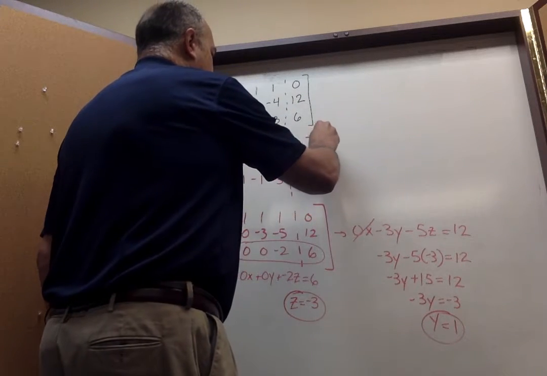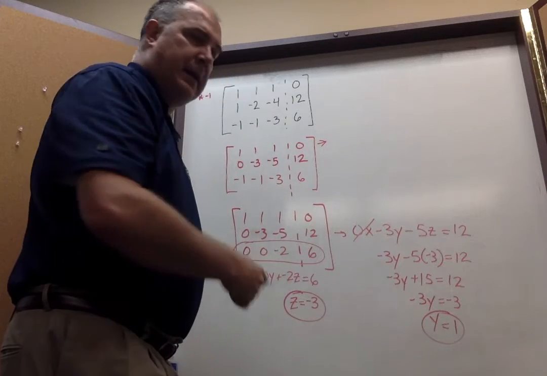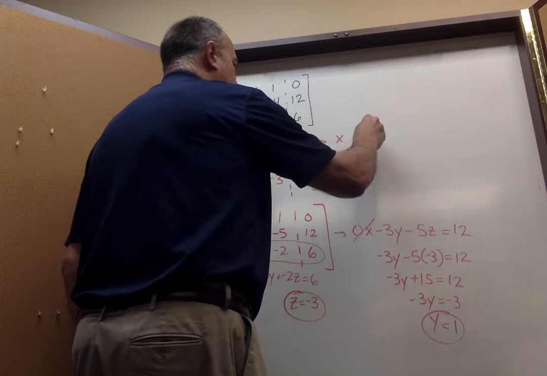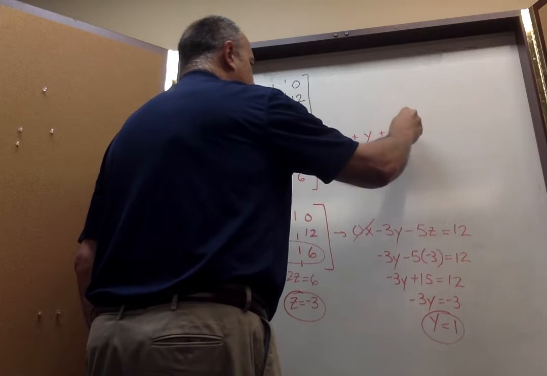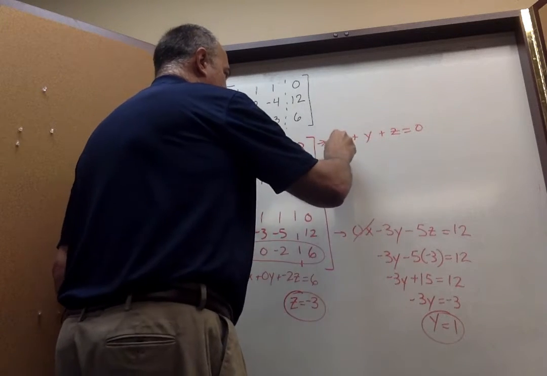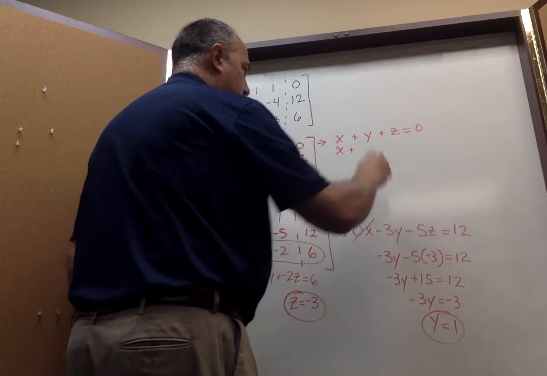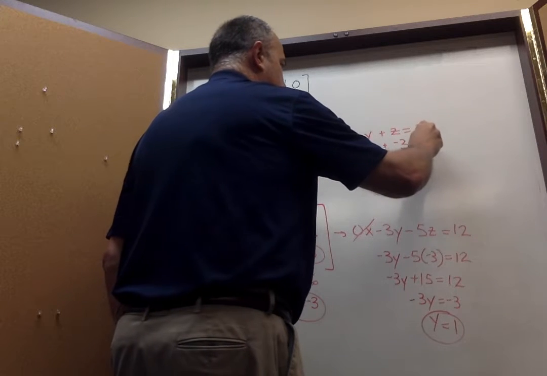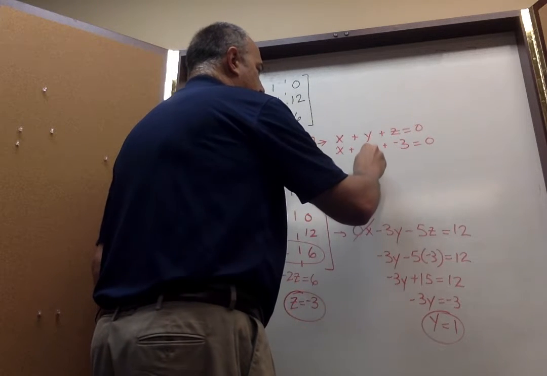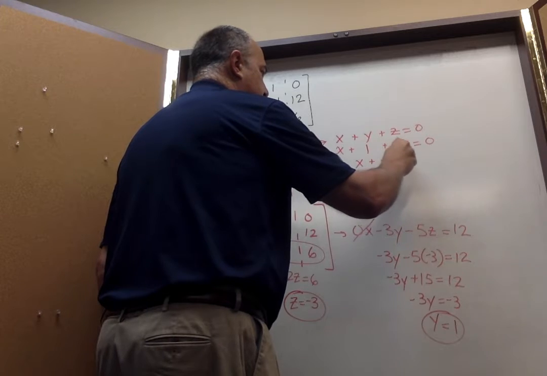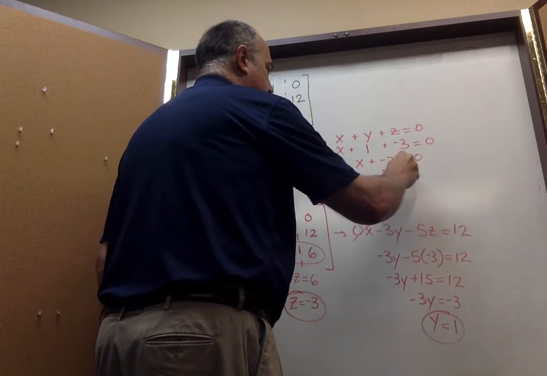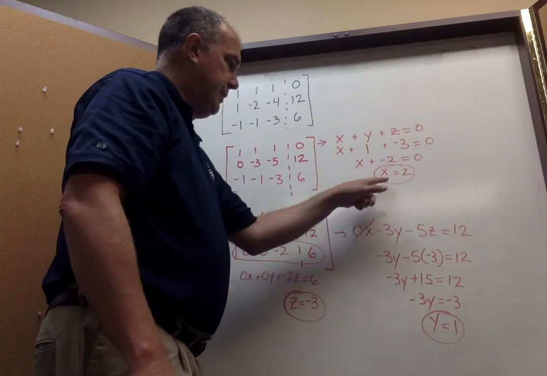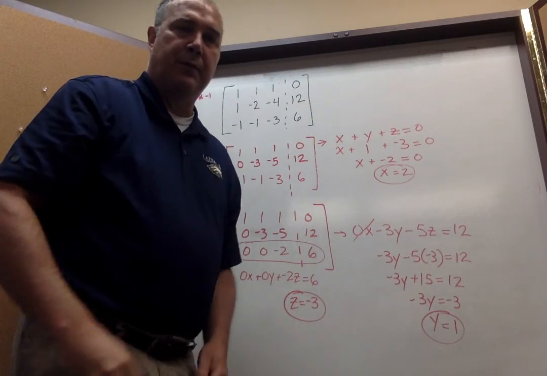And now we can go back up to this first row and use those two to find x. So this row is x plus y plus z equals 0. So x plus 1 plus -3 is equal to 0. X plus -2, and so x equals 2, and there we have it. So our solution is 2, 1, -3.